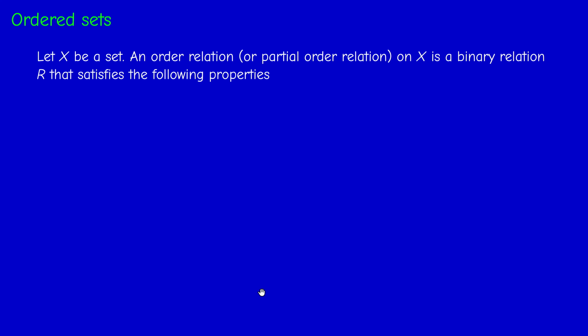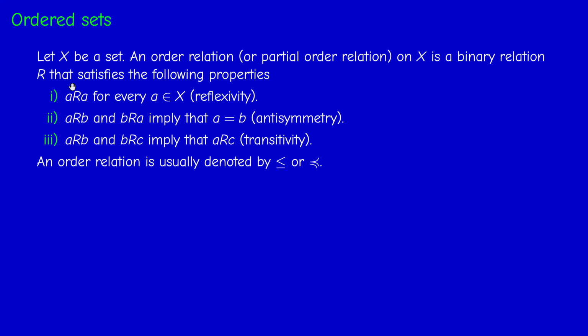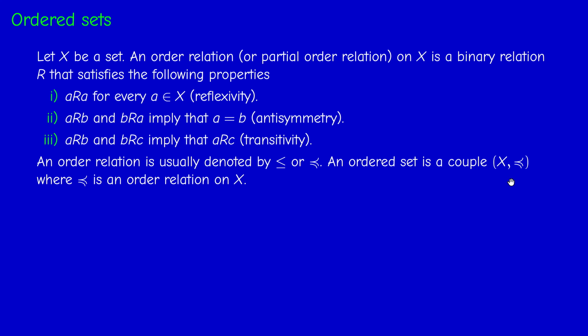An order relation or a partial order relation on a set X is just a binary relation R, which satisfies, as you know, the three properties: reflexivity, antisymmetry, and transitivity. Usually, an order relation is denoted by this symbol, less or equal, or curly less or equal. Now, the usage of this symbol is useful sometimes because, for example, if you work on R, we need to distinguish between the usual order and another order that you can put on R, because on the same set we can put several order relations. Okay, so an ordered set is just a couple X and an order relation.